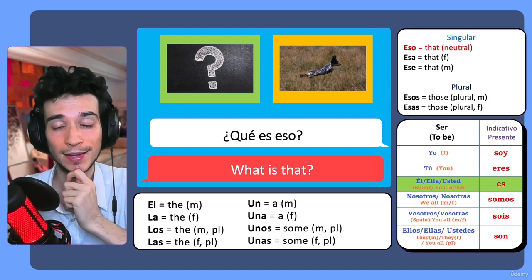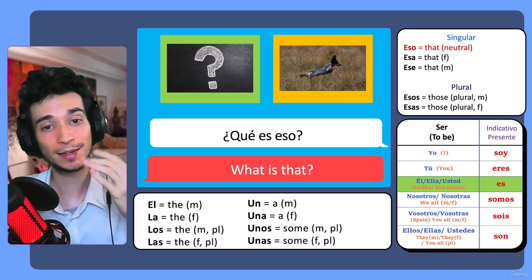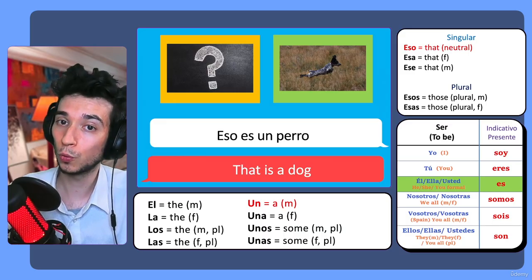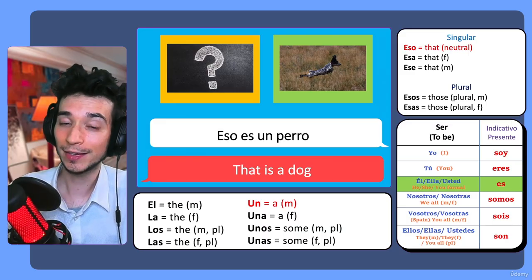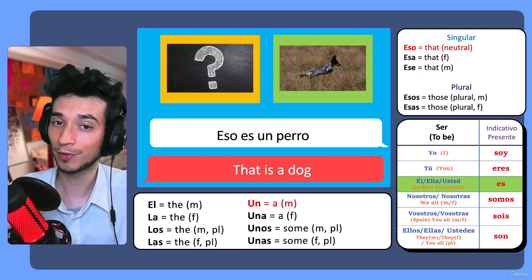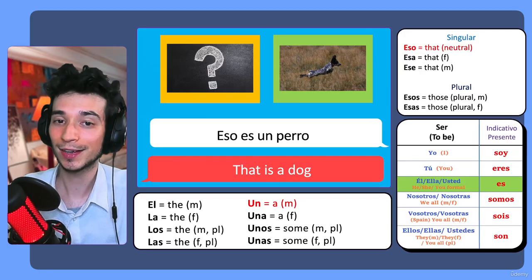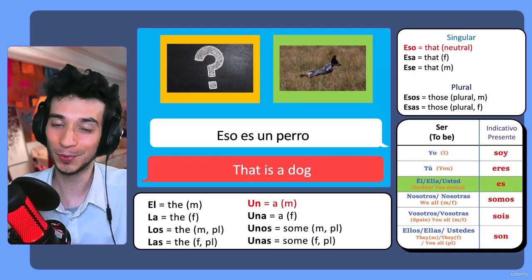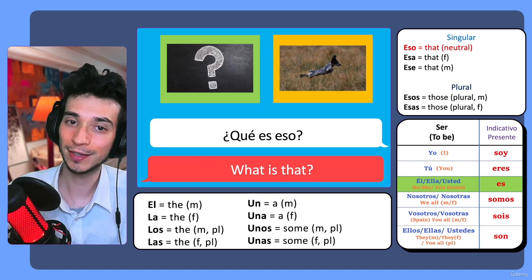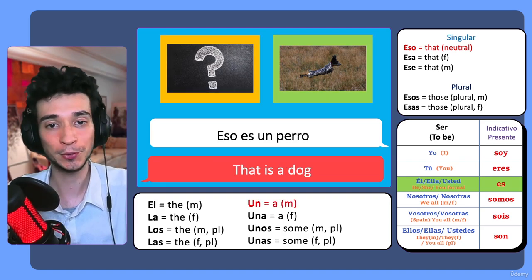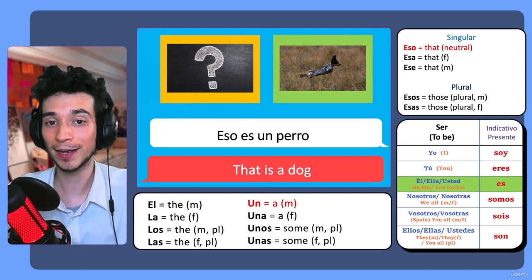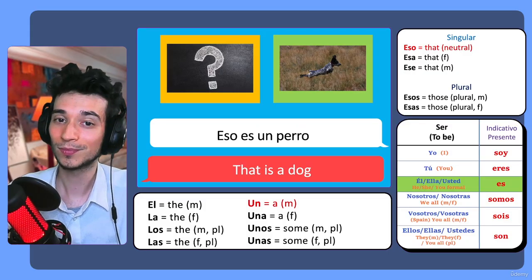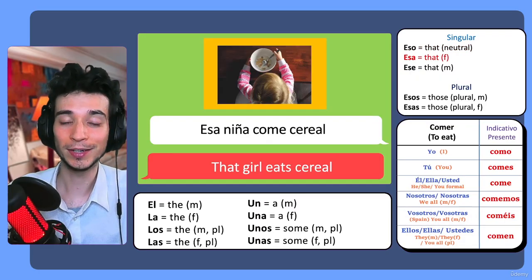What is that? ¿Qué es eso? And you can reply, eso es un perro. That is a dog. Eso es, that is, un perro. A dog. You can also say, ese es un perro. That is a dog. But yeah, if somebody says, ¿Qué es eso? You can always reply with eso. Eso es un perro, eso es una casa, eso es. Because they ask you, ¿Qué es eso? What is that? Okay. And the next one.